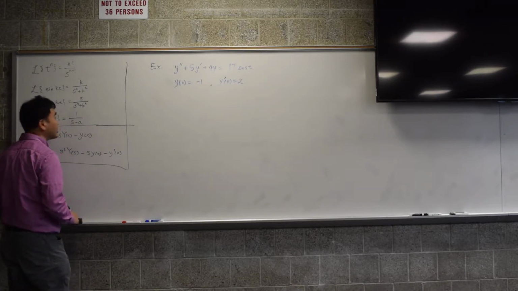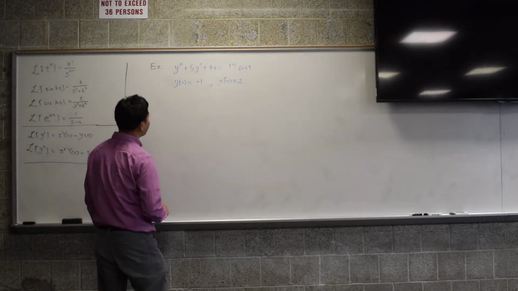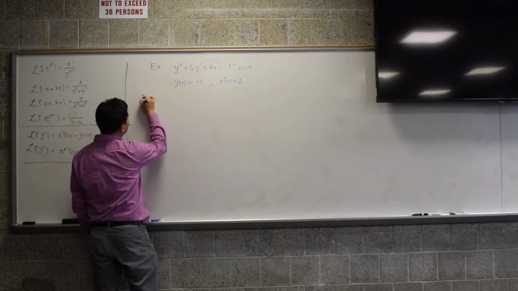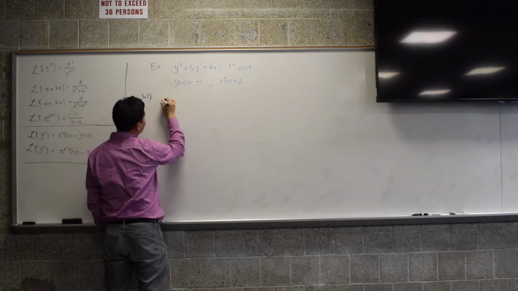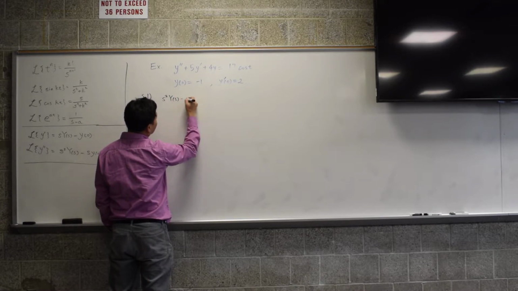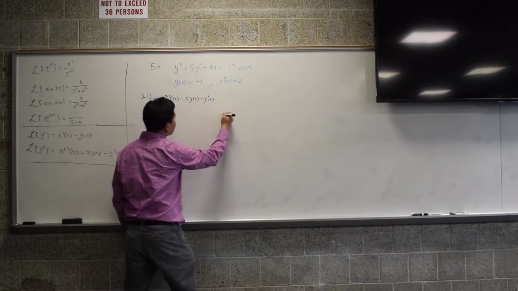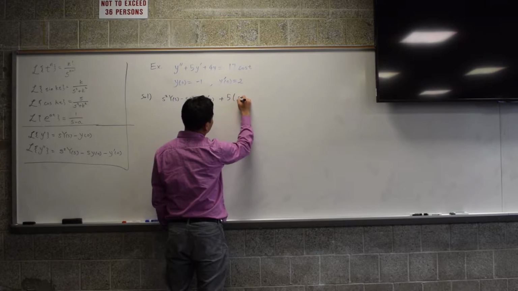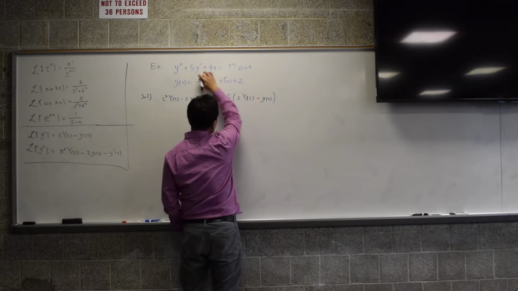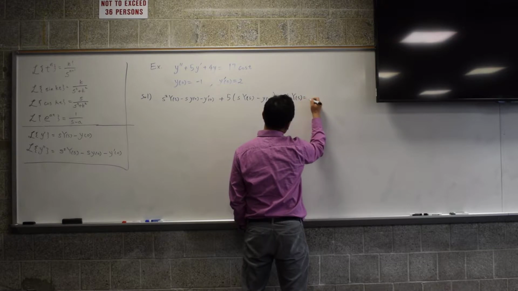Okay, this time I have cosine t on the right side, and that's going to be a little challenging. All right, so let's try this. First, Laplace transform. This turns into s squared y of s minus s y of 0 minus y prime of 0 plus 5 times s y of s minus y of 0. That's this. And then the last one is just 4 times y of s equal to 17.